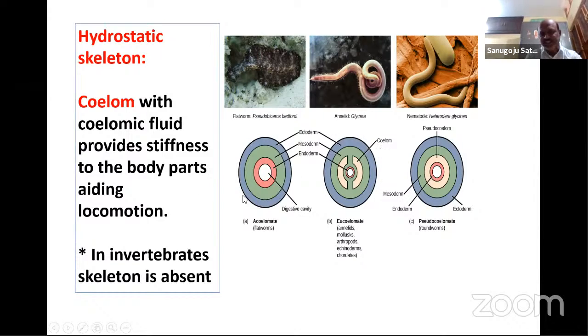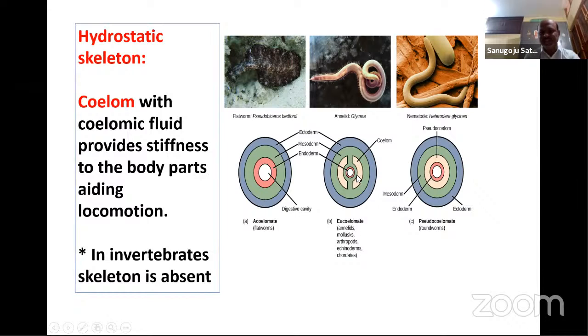Actually, there are three diagrams here. Observe this: acoelomate, eucoelomate, and pseudocoelomate. Acoelomates are platyhelminthes, which do not have the coelom. Flatworms are an example of this. Among pseudocoelomates are the roundworms; nematodes are a very good example. Then in the middle, the annelid is a eucoelomate, where eu means true coelom.